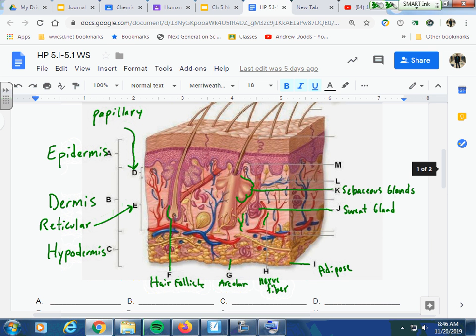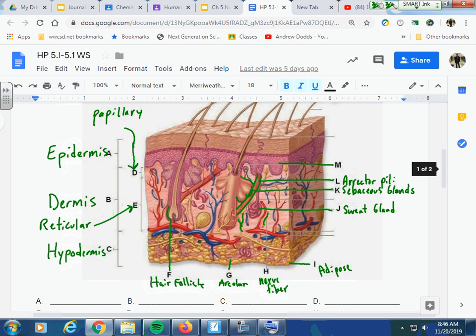All right. L is pointing at this muscle that actually attaches to the hair follicle. And this is called the erector pili muscle. And that's what contracts when we're cold. It's what causes the hairs to stand up. It's what causes goosebumps.